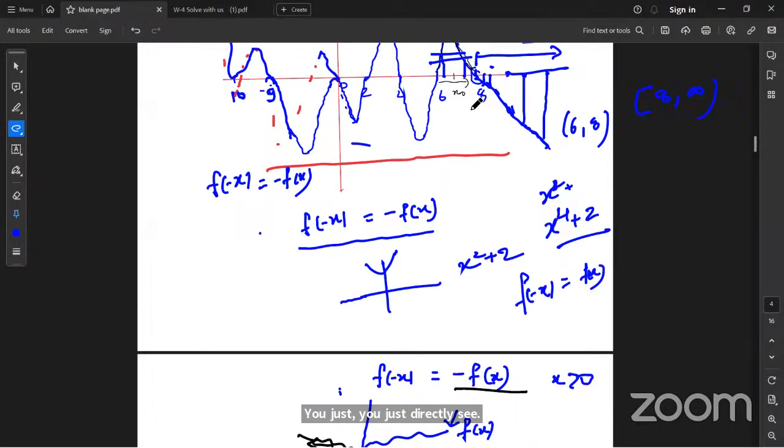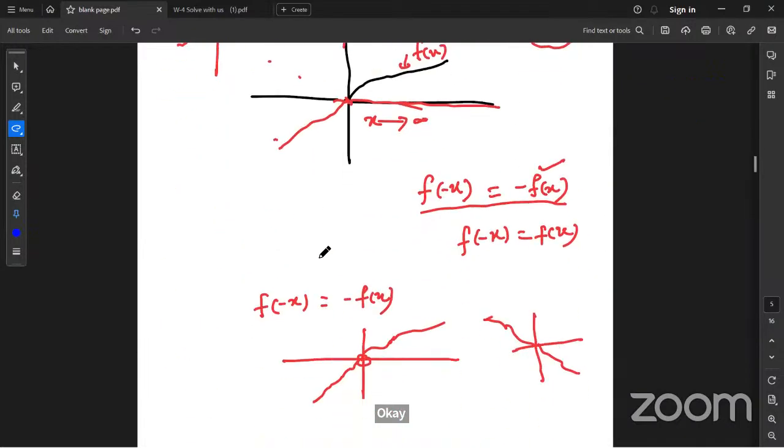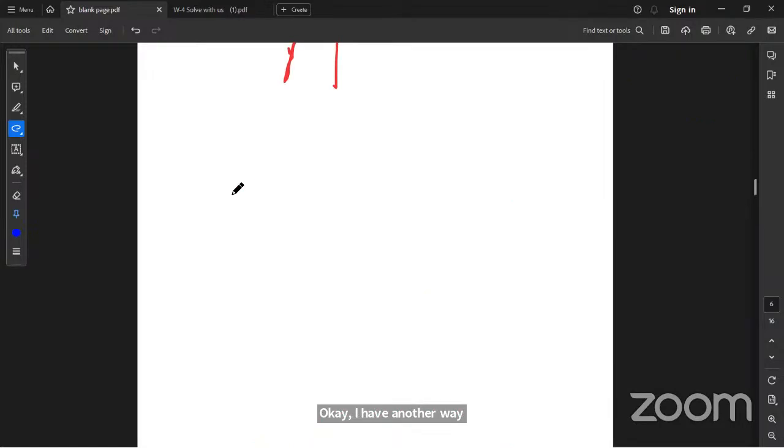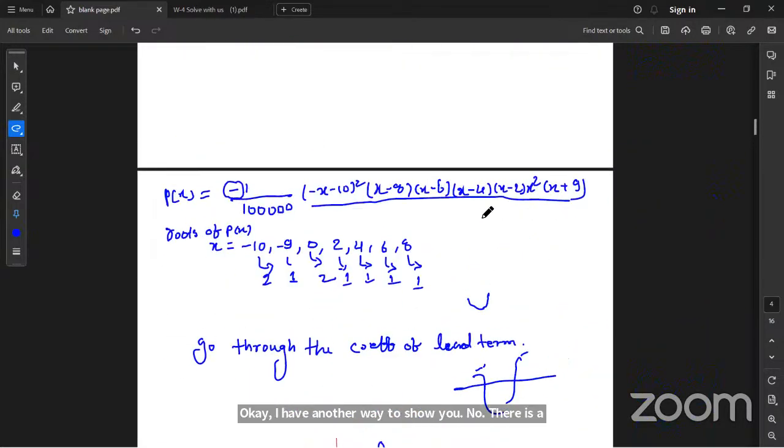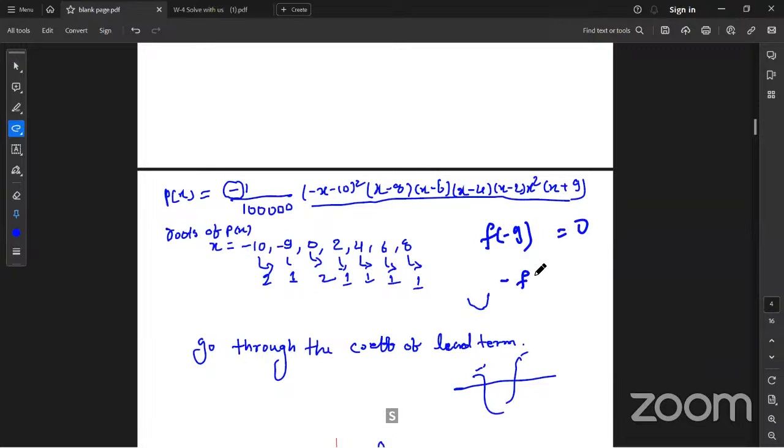Here you know the roots of this polynomial, right? I have another way to show you. Now, where is the polynomial? Just see this polynomial. Now, what is the value of f of minus 9? 0, right? Yes, sir. If it is odd, then this is directly equal to minus times f of 9. Right?